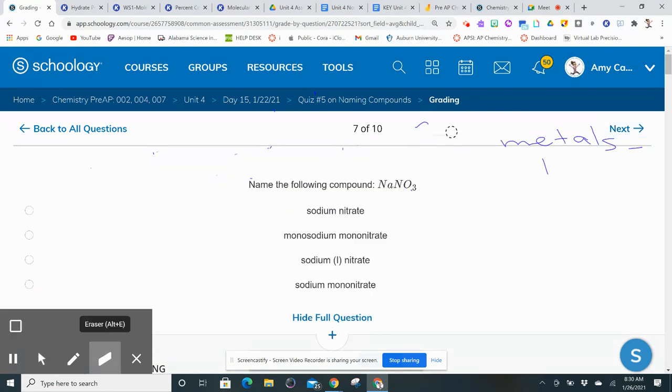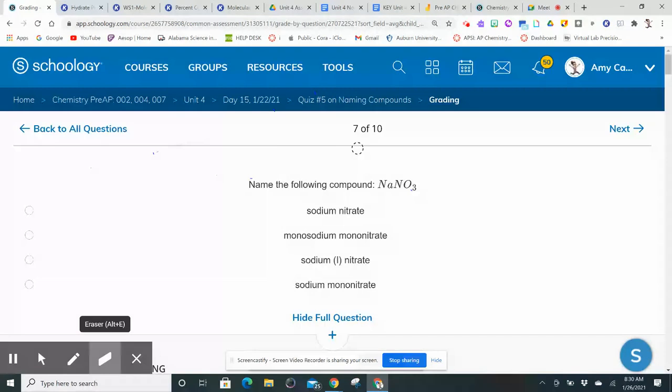All right. So let's look at this one. Do we have a metal? That needs to be the first question you ask yourself whenever you come across a formula. Do you have a metal? Na. Is Na a metal? Where is Na? Group 1. It's a group 1 metal? Yes, they're on the left side of the periodic table.